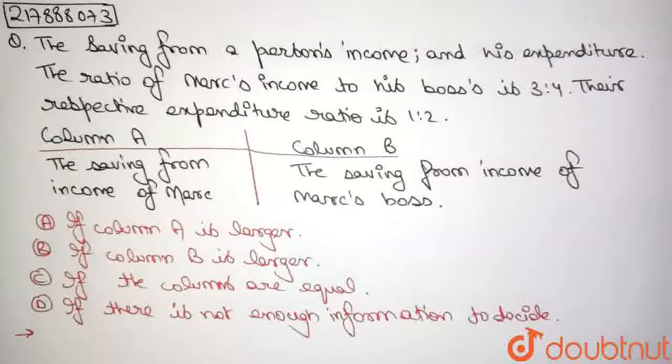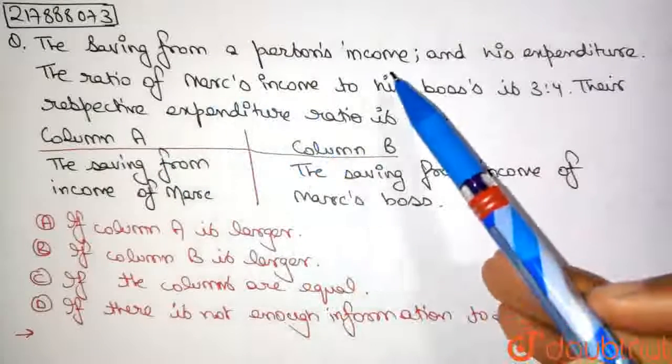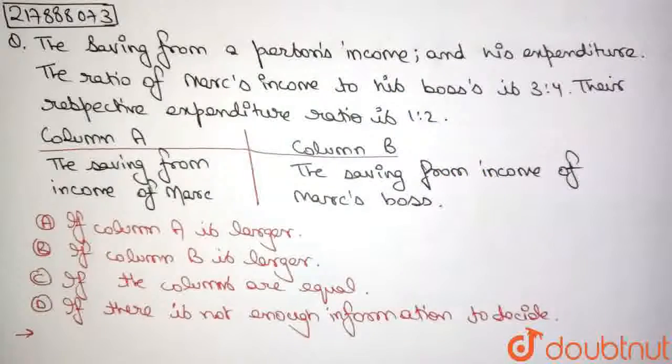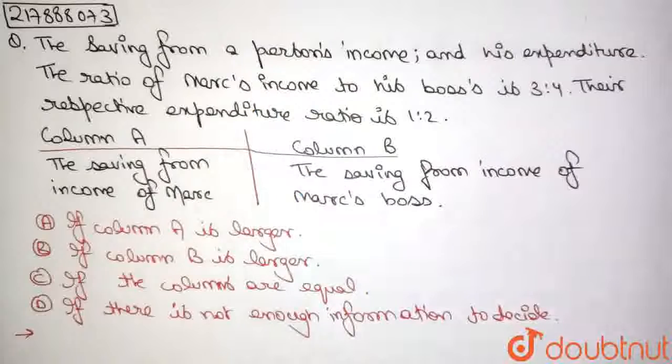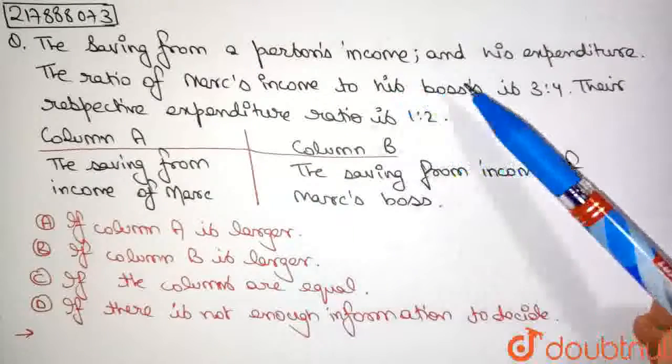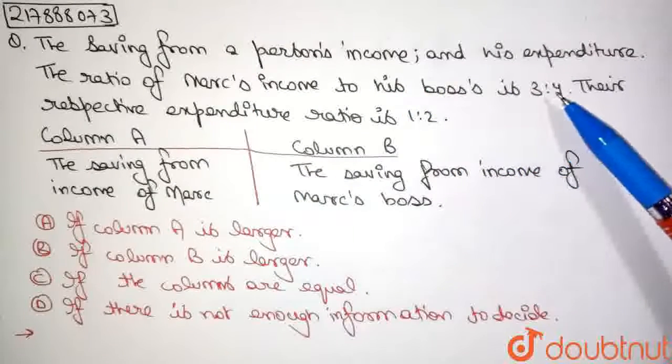Hello friends, welcome. The question states the savings from a person's income and his expenditure. So we are going to talk about the saving from a person's income and his expenditure. The ratio of Mark's income, so it is Mark who is a person and his income is what we are talking about, to his boss's income is 3:4.